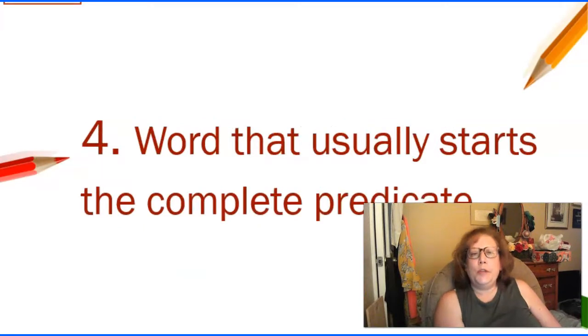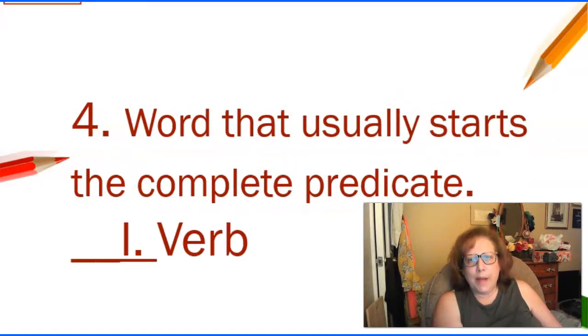Now let's move to number 4, a word that usually starts the complete predicate. So we want to look down here and we want to find something that we know is going to start the complete predicate. Now the predicate is another word for verb. We know that we're going to have verbs and adverbs in the predicate. Well, what do you think might start the predicate? Now, if you've looked down that list and you guessed verb, you are right. So our verb starts the complete predicate.